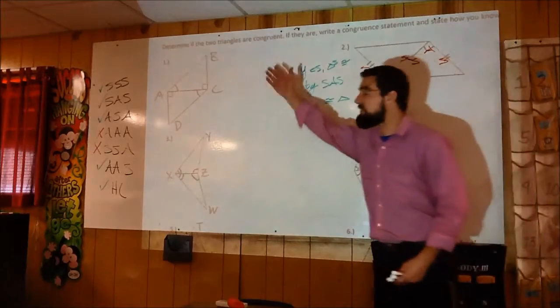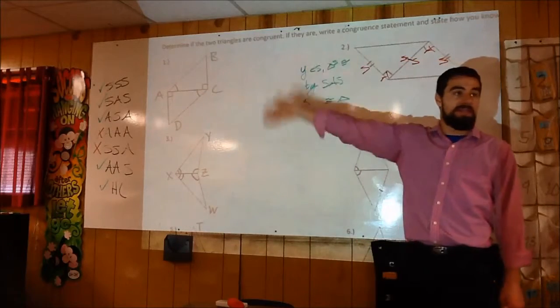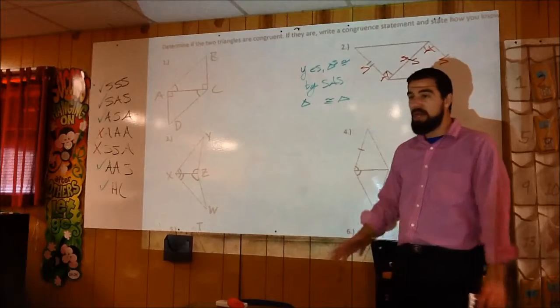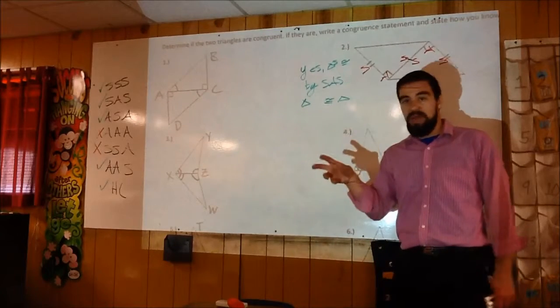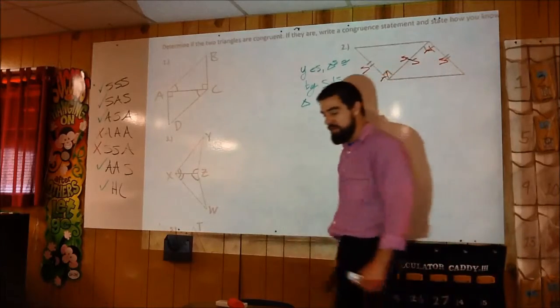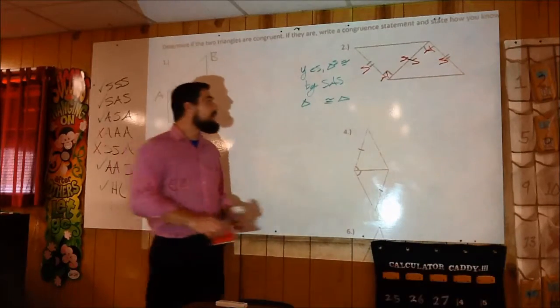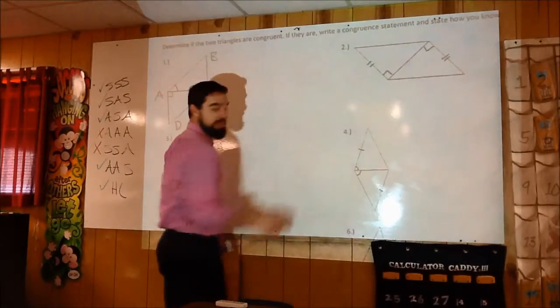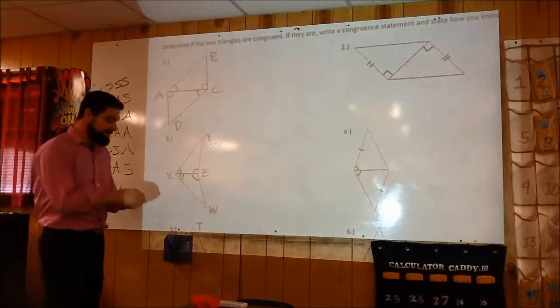You can use any of those theorems. HL is just an extra one for right triangles. Okay, so do not get in the habit of seeing a right triangle and automatically writing down HL. That's not the case, obviously. The very first 2 we've ever done together show that that is not the case for right triangles.